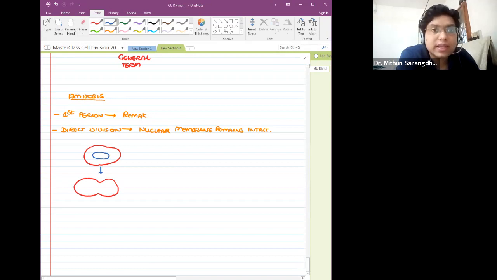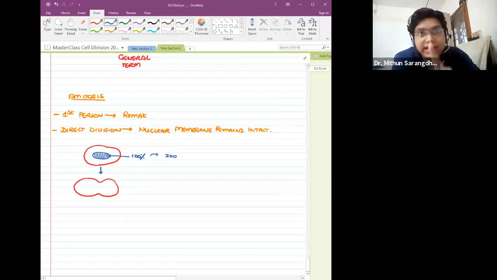Now, generally, if the nucleus has to be divided, let's imagine this nucleus is 100%. If from here the cell has to divide into two, initially what should happen? This 100% should be converted into 200%, meaning duplication of the DNA, duplication of the chromosomes, whatever it is, that should happen.